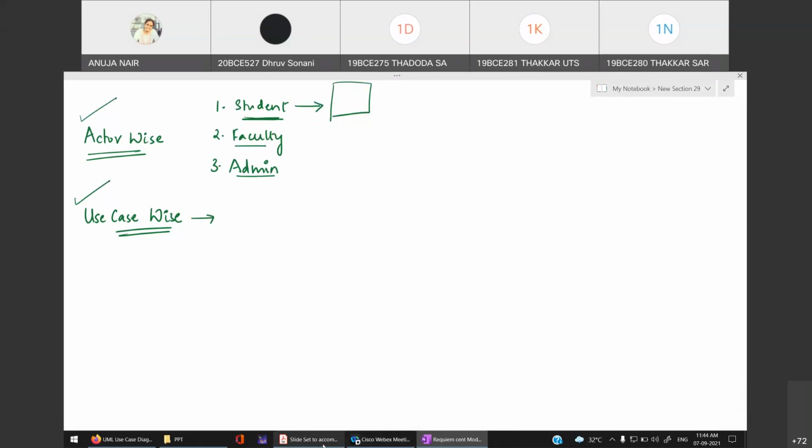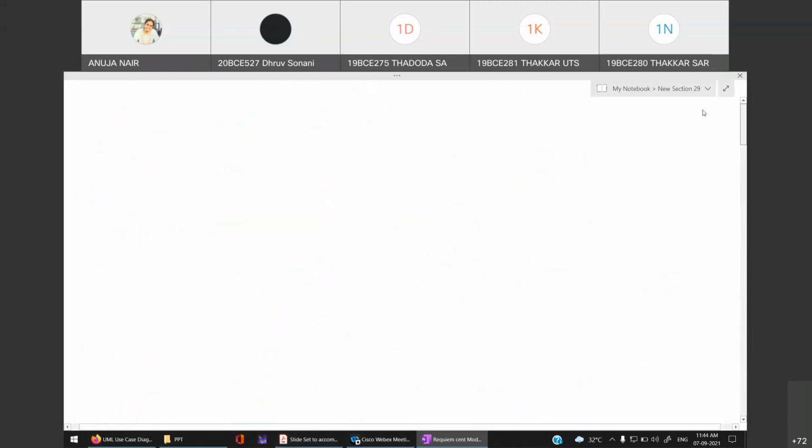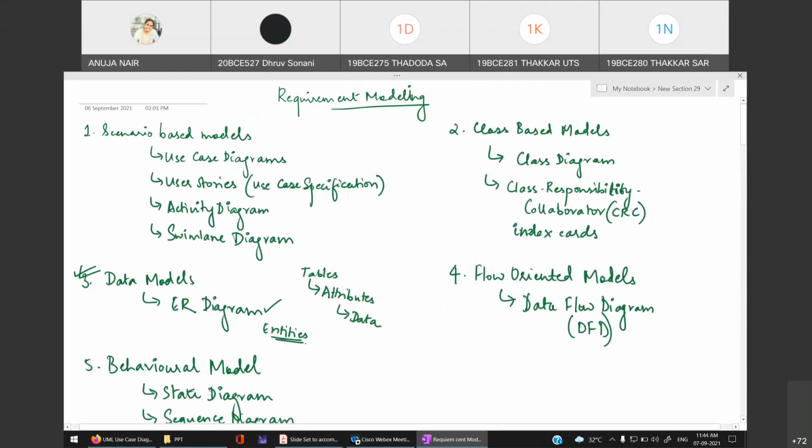Then yesterday we made a diagram. Let me go back to that. Yes. So we have completed this part, which is the use case diagram. Now I will show user stories. User stories I have already shown you once, but I will show them again.